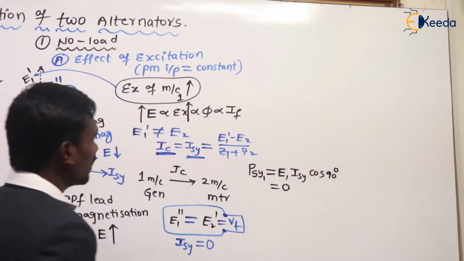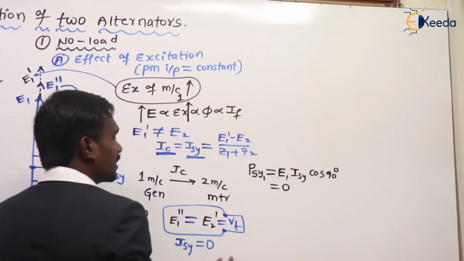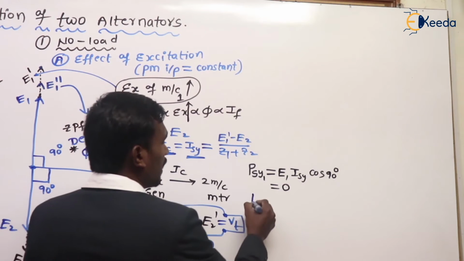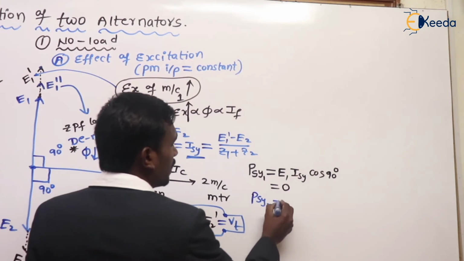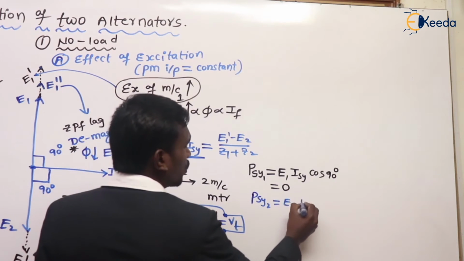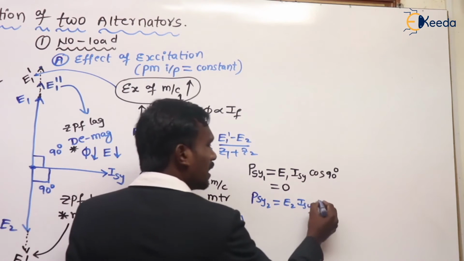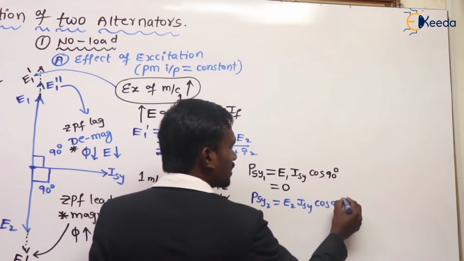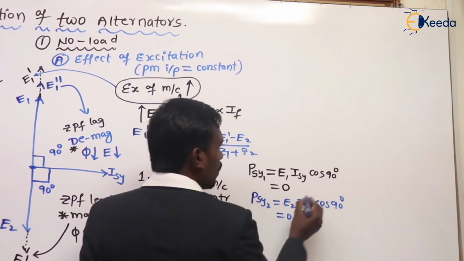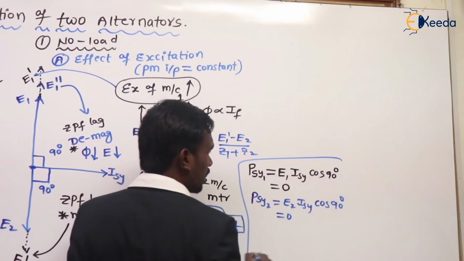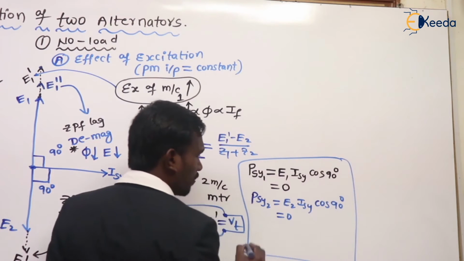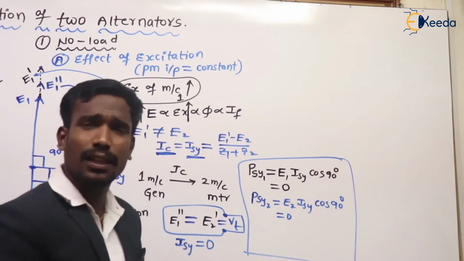Sir, only for machine 1 or even for machine 2 also? So let's check for machine 2. PSY2 is equal to E2 ISY cos of the angle between E2 and ISY, again 90 degrees. Cos 90 is 0. So you should remember this point, very important.